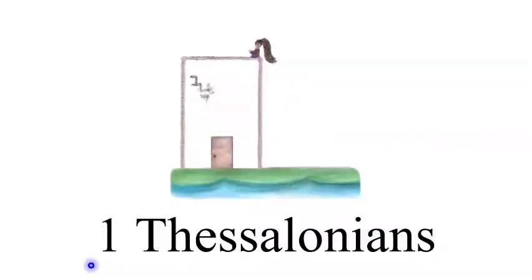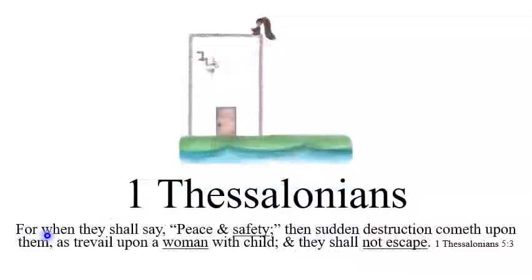The icon for 1 Thessalonians is the tower by the sea with the lady Thessalonica, because the Bible says, "For when they shall say, peace and safety, then sudden destruction cometh upon them, as travail upon a woman with child, and they shall not escape."